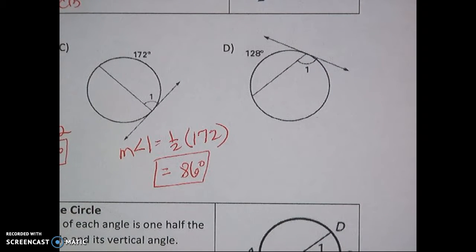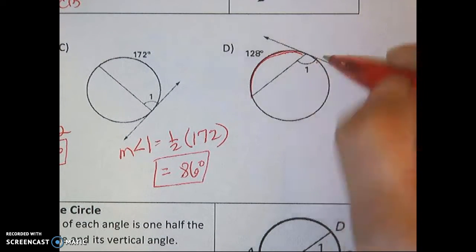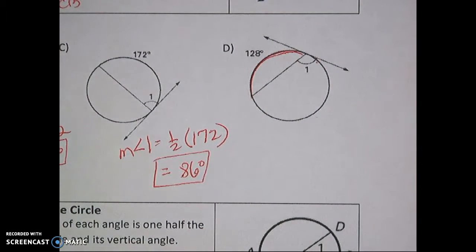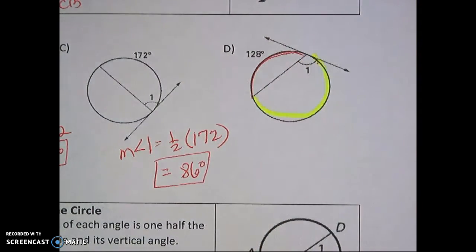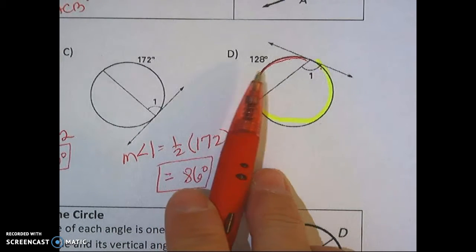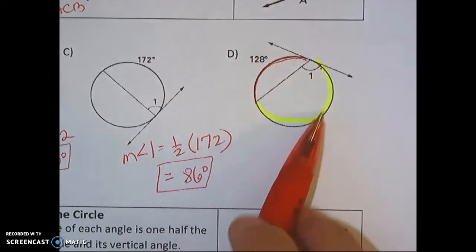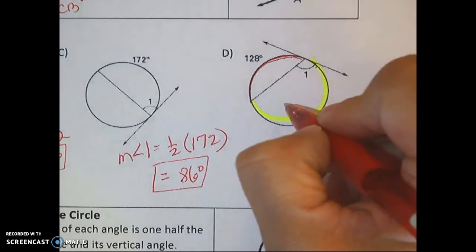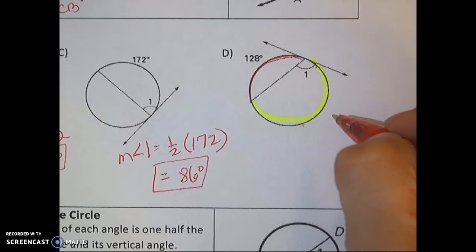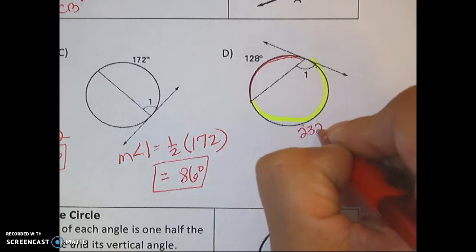And then on this last one, you have this arc over here. This one is 128 degrees. I need the arc that goes with this angle, which would be this other side over here. This is the intercepted arc that goes with angle 1. Well, if I know that the piece on the left is 128 degrees, the one that I've outlined in red, and then the yellow, you can look and see that it makes a full circle. So if I need this arc on this side, I just take the 128 and subtract it from 360. And 360 minus 128 degrees is 232 degrees.